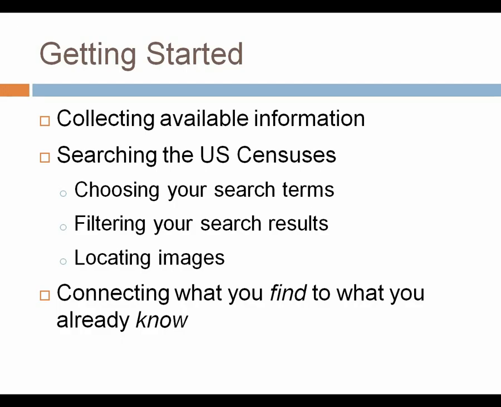I'm going to discuss collecting the information that you'll need to identify your ancestor in census records, different ways to search the censuses on the FamilySearch, Ancestry, and HeritageQuest websites, how to choose your terms, how to filter your results, and finally, how to connect what you already know about your ancestor to information that you find in new records, and how to verify that a new record is in fact related to your ancestor.